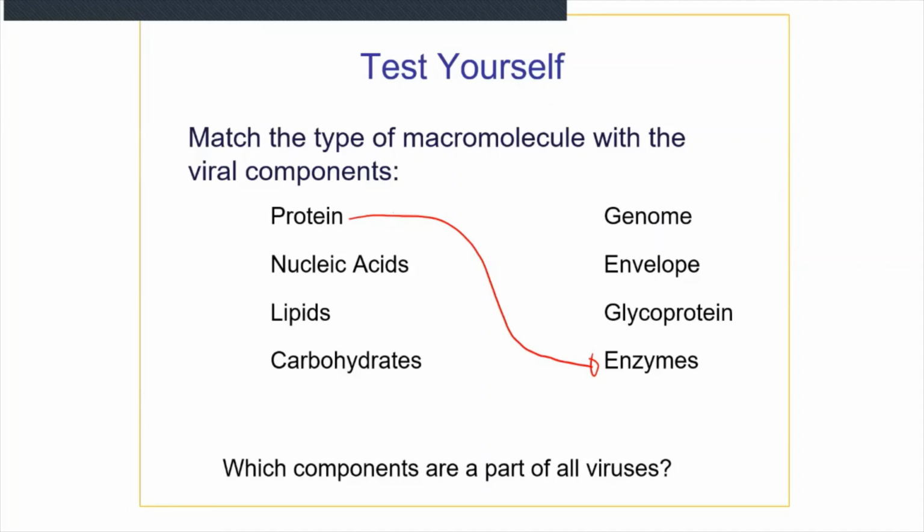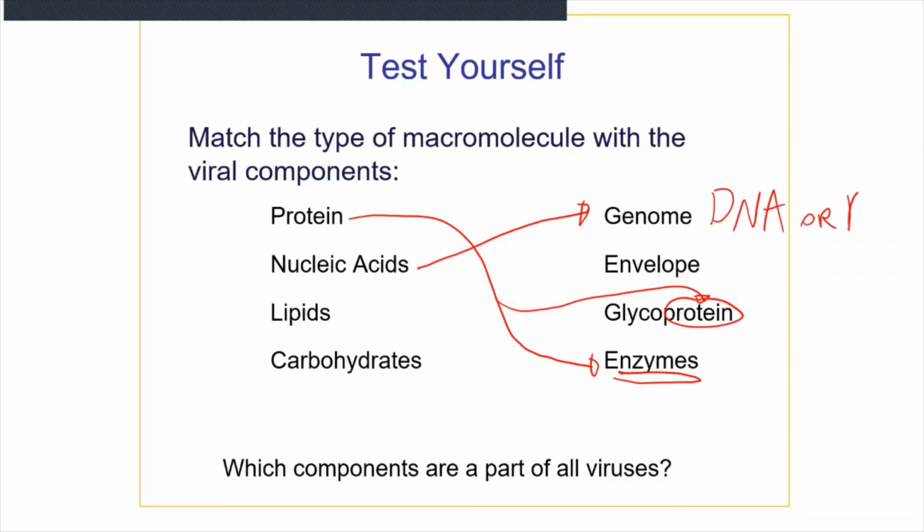Some viruses, I didn't really talk about that this semester, but some viruses have their own enzymes that they're bringing to the infection, like HIV is a good example of that. And enzymes are made out of proteins. Also, you can see there's the protein part of glycoproteins. Those are also made out of proteins. Nucleic acids, in this case, we're talking about the genome. And remember, the genome can be DNA or RNA, and it could be single-stranded or double-stranded.